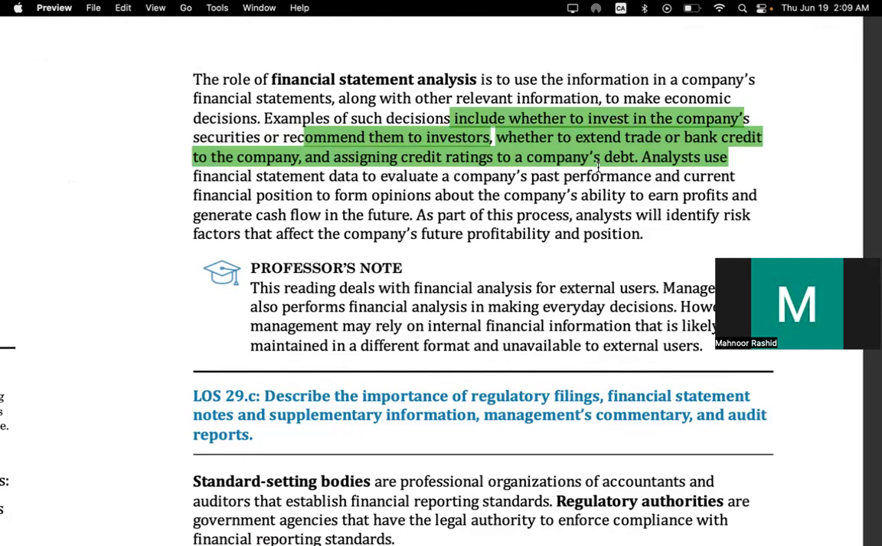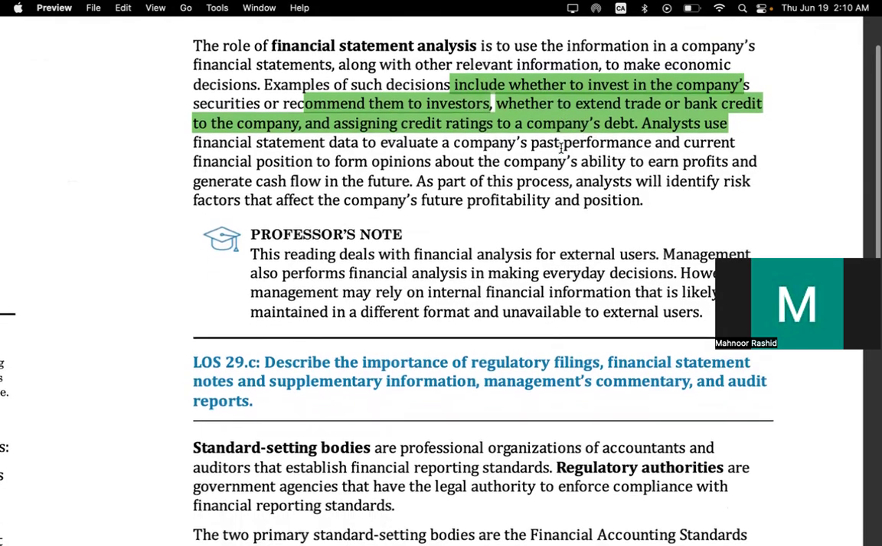So there's 3 kinds of decisions that you could make using this data, right? You could decide whether or not to invest, or whether or not to suggest other people invest here or not, whether or not to lend, or you could be deciding on, okay, what is the credit rating that we should give to this company's debt? Should we keep it a AA rating, a AAA rating, a BB rating, right? So 3 main economic decisions.